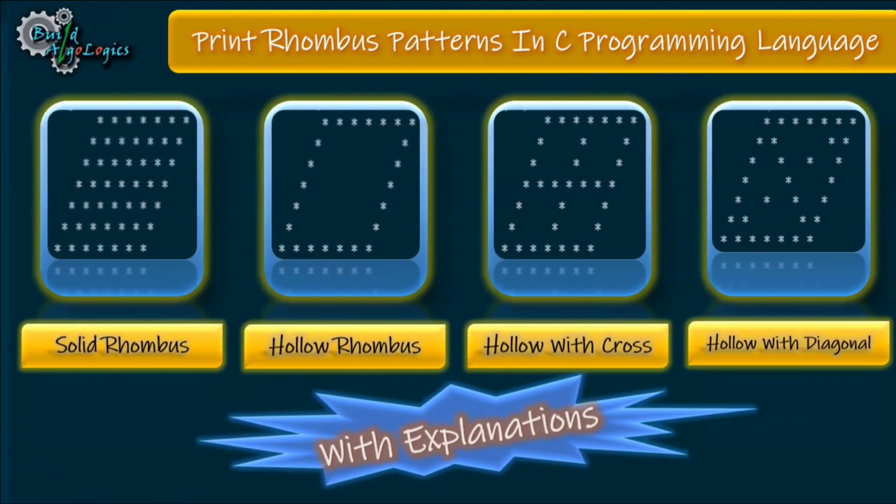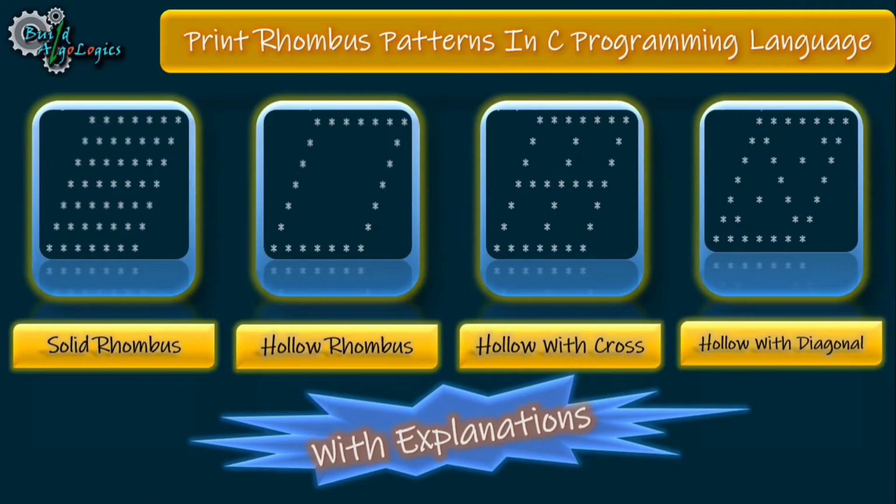Thanks for the patience. In this tutorial, we'll see how we can write code to print these 4 patterns. As you can see here, we'll first draw a solid rhombus, then the hollow rhombus with cross, and the last one, hollow rhombus with diagonal. So now without any further ado, let's get started.